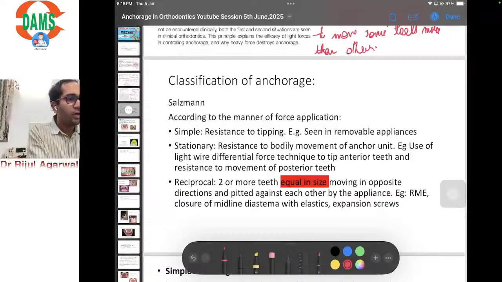Coming to the classification of anchorage system, the first classification was given by Salzman. It is according to the manner of force application, or how do we apply the forces. It is divided into three types: simple, stationary and reciprocal.